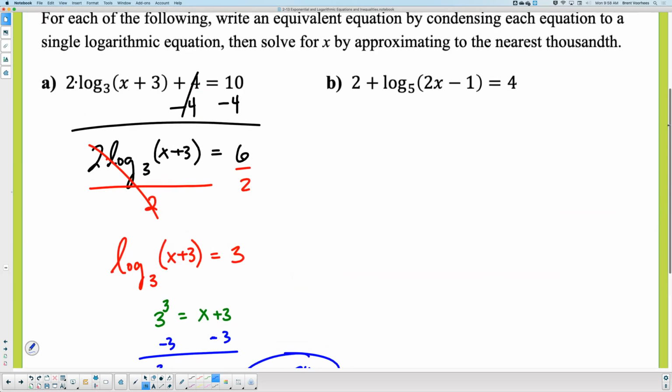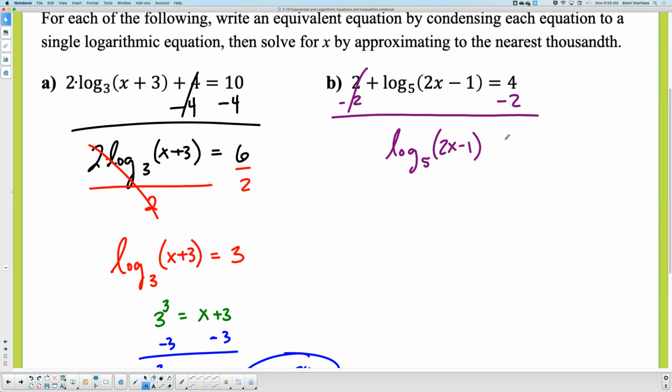Okay, let's reload and try that again. All right, the second logarithm. How do you think we could solve this? Subtract 2. Why subtract 2? Because it's currently adding, and the opposite operation would be subtraction. So I have log base 5 of (2x minus 1) equals 4 minus 2, which is 2. Now, am I isolated? Yes. So I'm moving to my next step.